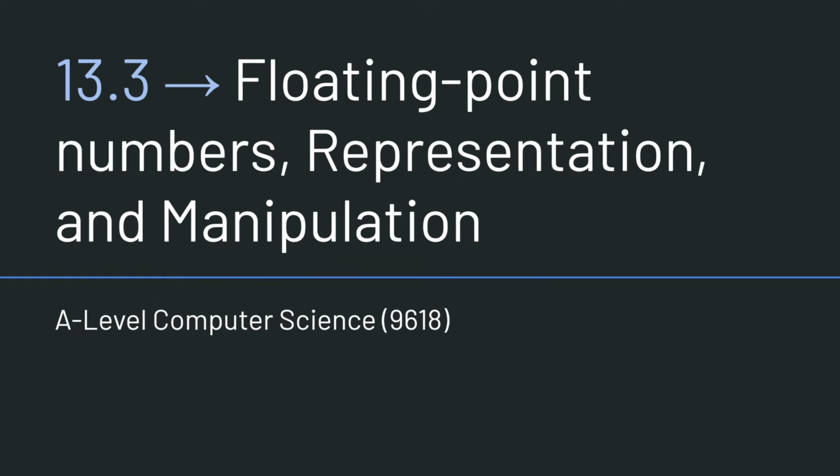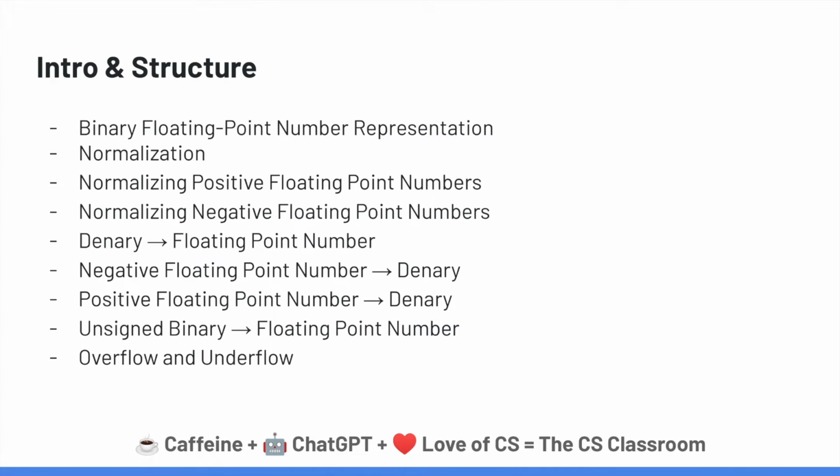So now let's take a look at part 3 of topic 13, which focuses on floating point numbers. Now the term floating point numbers is really a short form for binary floating point number representation, which we're going to learn more about. After that, we're going to talk about what normalization is and how this applies to floating point numbers. And then we're going to move on to conversions. So denary to floating point, negative and positive floating point denary, and binary to floating point. We'll finish off by talking about the concepts of overflow and underflow, which are key to understanding the interaction between hardware and these numbers themselves.